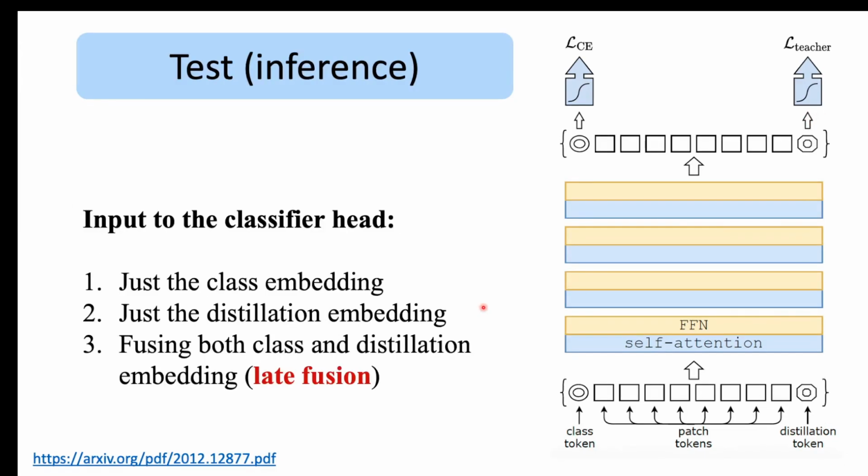And at test time, we have three options for feeding embeddings to the classification head. First option is to use the class embeddings only. The second option is to use the distillation embeddings only. And the third option is to use a late fusion approach, taking both class and distillation embeddings together. The authors have experimented with all three options and found out that late fusion outperforms the other two approaches.